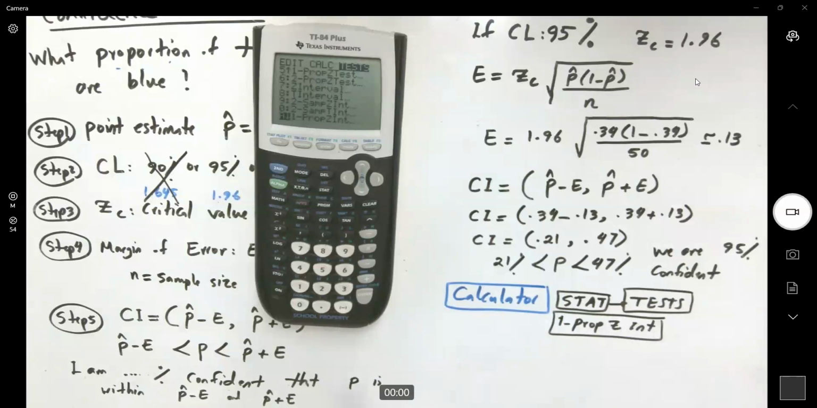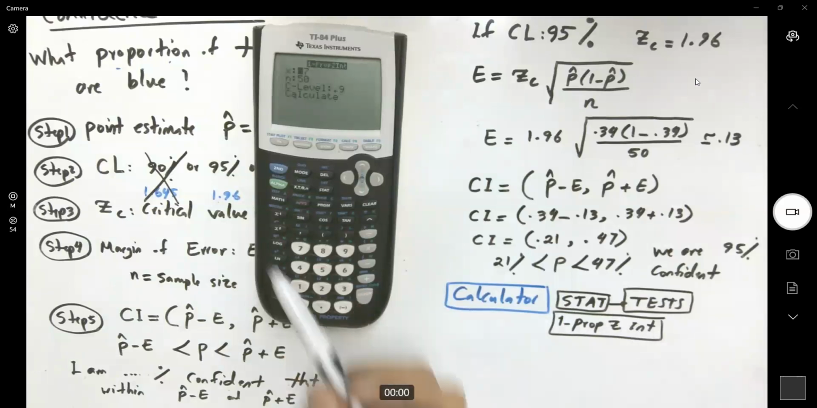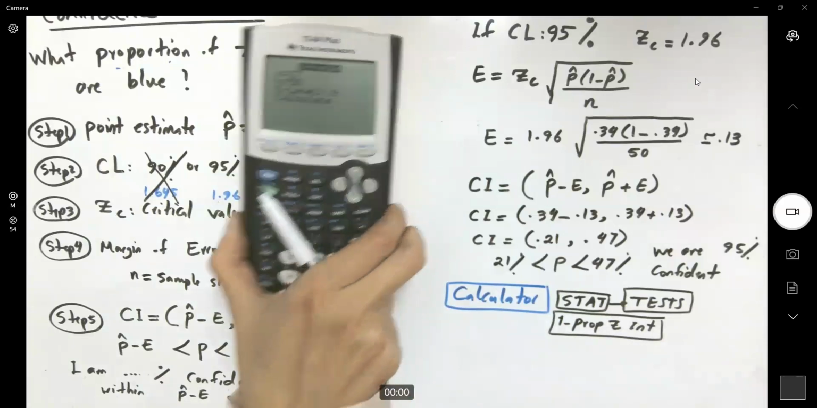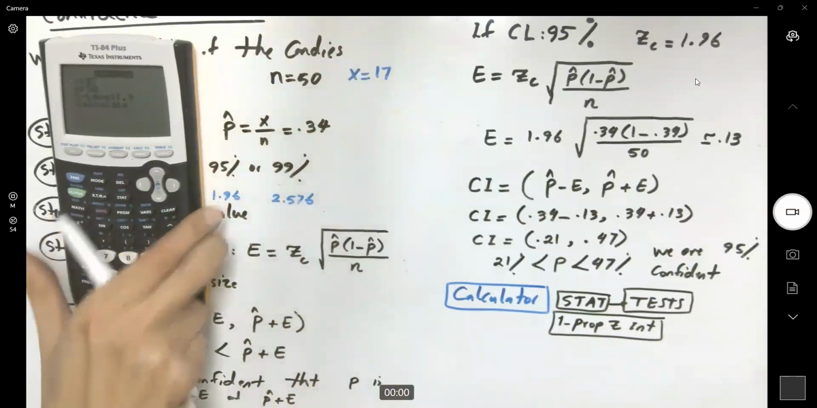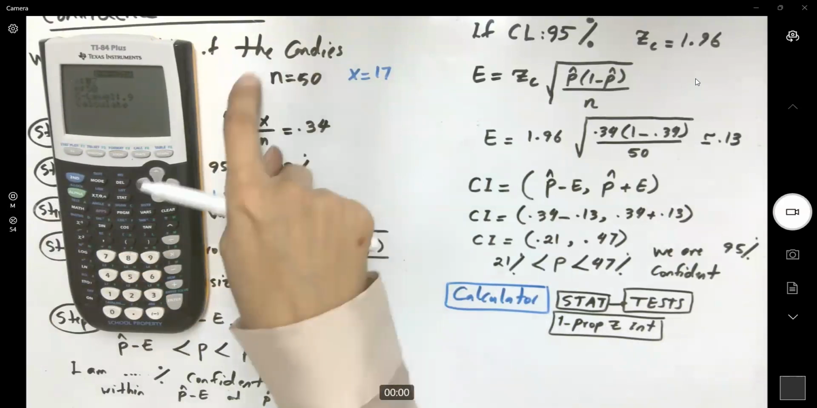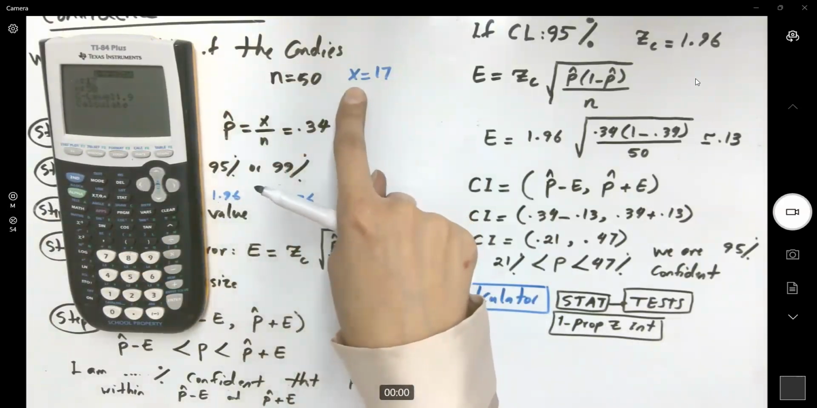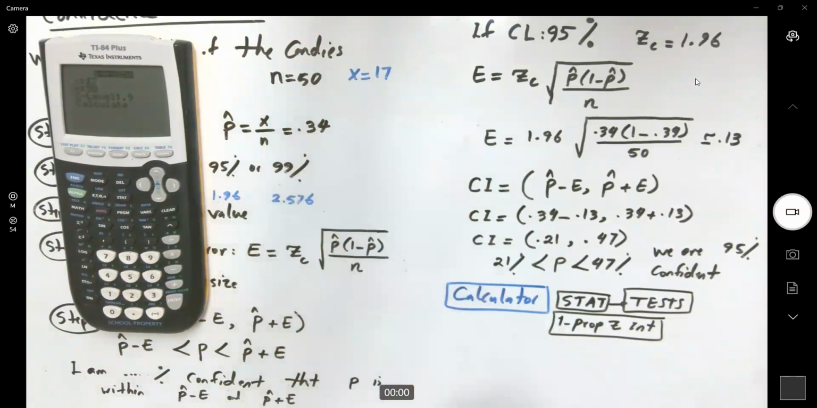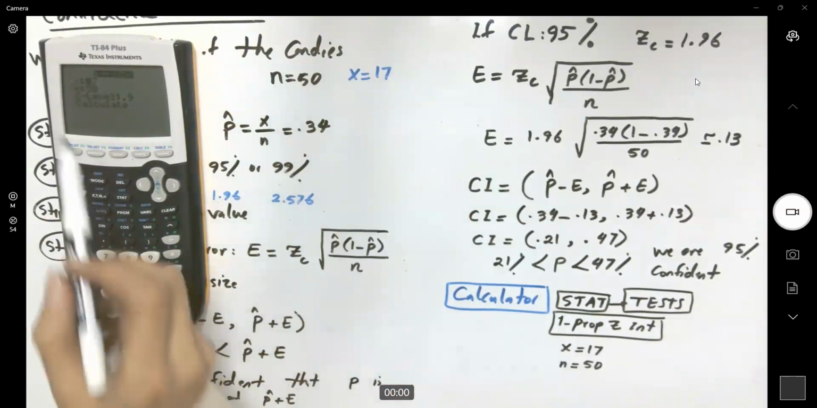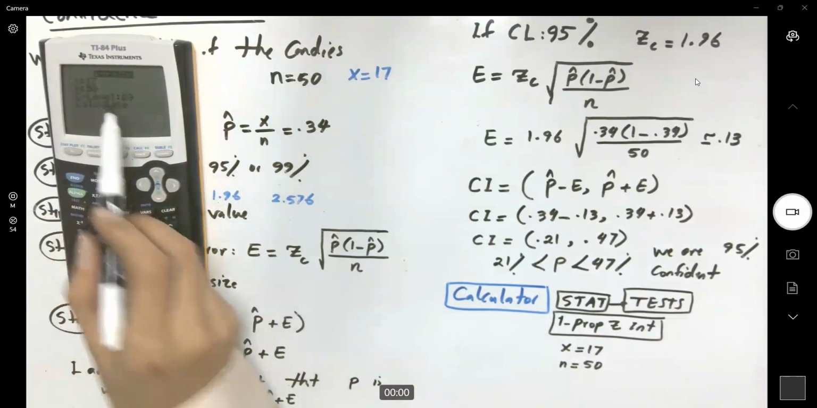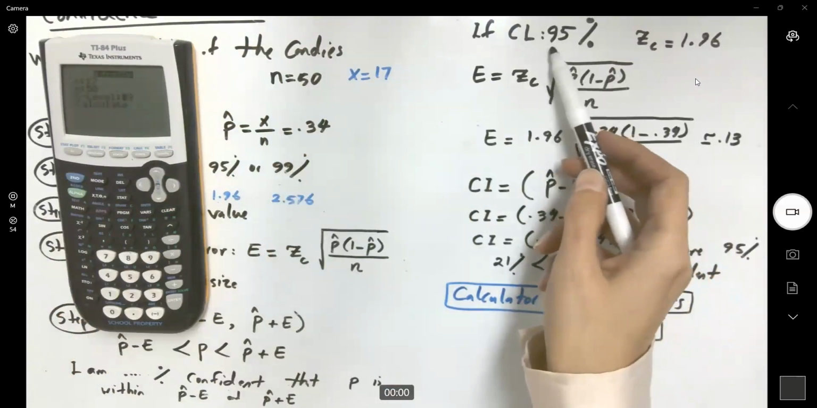Step by step, click on that. Well, what is X? What is N? Remember that at the beginning, we took one sample of 50 candies. In that sample, 17 were blue. So X is 17 and N is 50. But now my level of confidence has changed to 95%, 0.95.